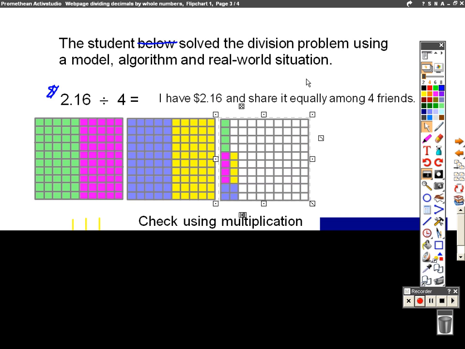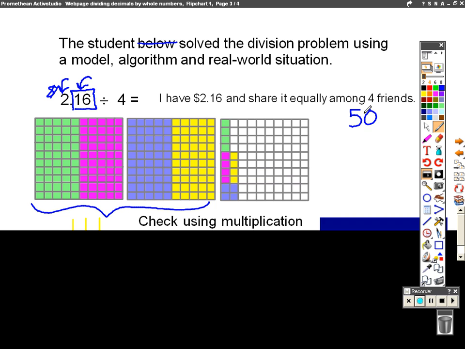Sometimes it's difficult for me to divide numbers that have decimals. So instead what I do is I divide the whole number first, and then I divide whatever decimal is added to it or attached to it. So for example, I took 2 wholes and I separated them into 4 equal parts and got 50 cents. And then I knew I had 16 hundredths left over. Well, if I split them into 4 equal parts, I know that would be 4 hundredths each. Adding them together, I would get 54 hundredths as my answer.